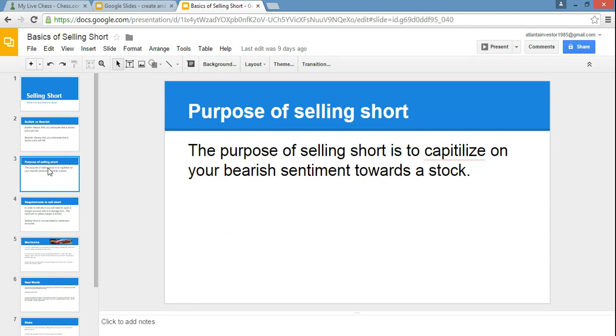Now, the purpose of selling short. The basic purpose of selling short is to capitalize on your bearish sentiment towards a stock. Now, you can use it in different circumstances if you want to have some sort of hedge or some sort of protection on a different position. But in essence, that's what it is. It's going to allow you to capitalize on your bearish sentiment towards a stock.